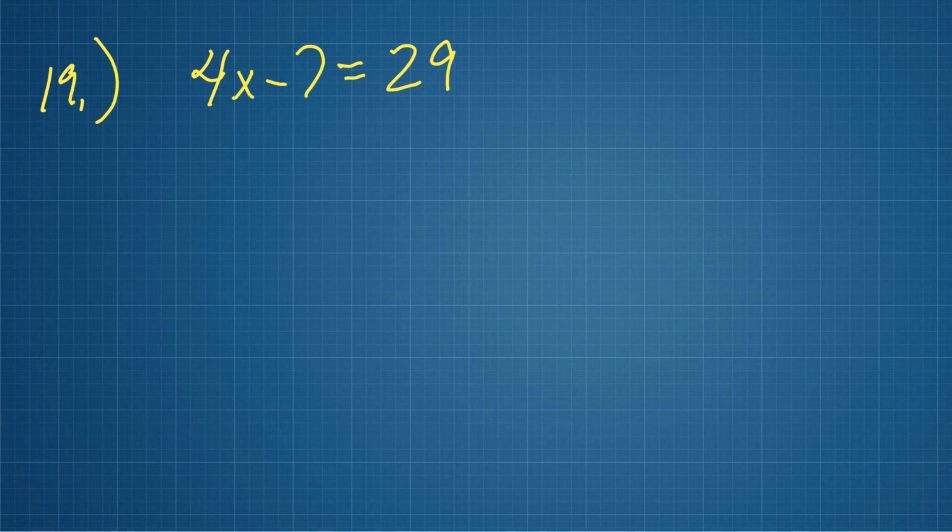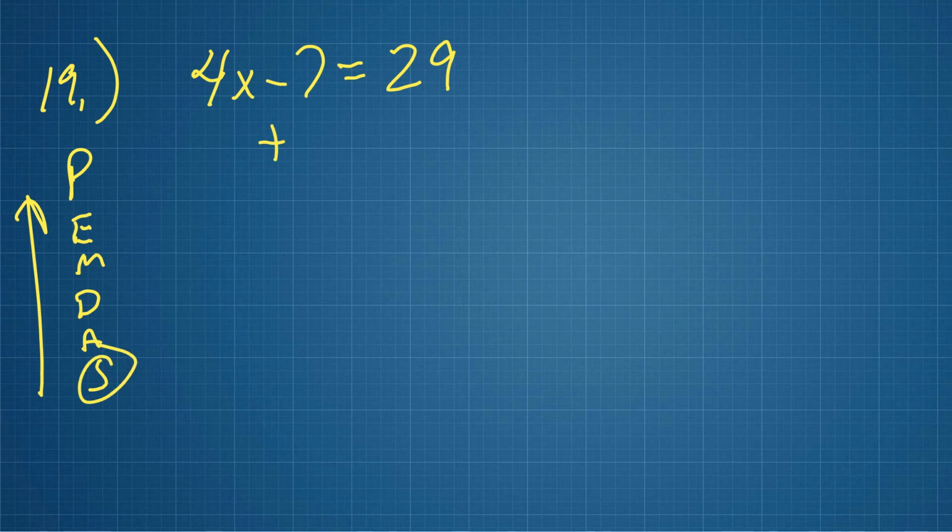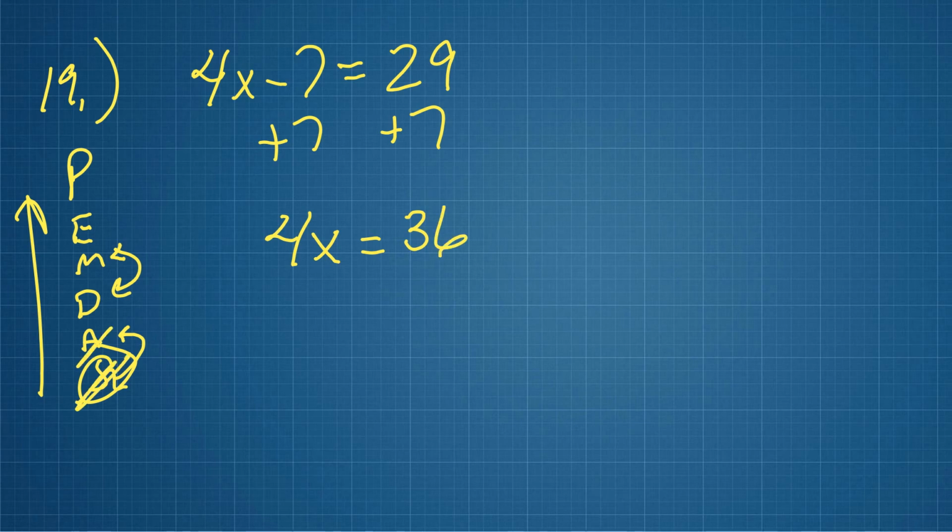Alright, I have 4x minus 7 equals 29. Remember, we're going to do PEMDAS backwards. There's one variable already, so I don't have to worry about anything else. I see subtraction, that's why I add 7 to both sides. Because remember, addition and subtraction undo each other, multiplication and division undo each other. That's really all we're going to care about in this section. So I get 4x equals 36. No more subtraction, there's no addition, there's no division. Oh look, there's multiplication. How do I get rid of multiplication? By division. That's why I divide both sides by 4. I get x equals 9.